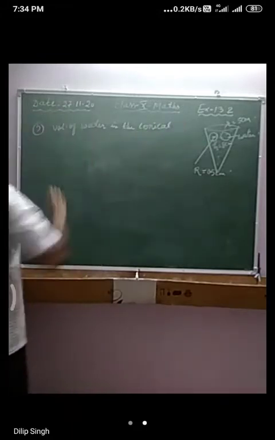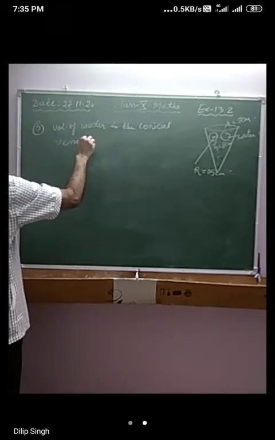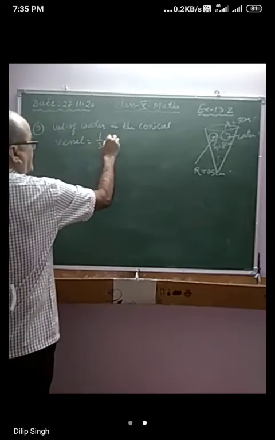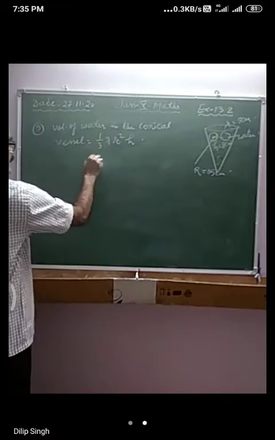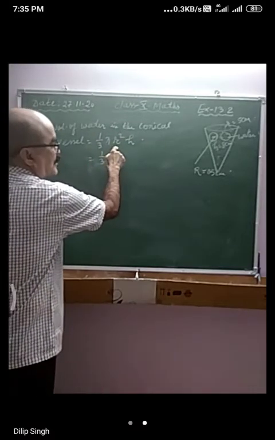The conical vessel. It is an inverted cone है ना? Vessel in the form of an inverted cone. That will be equal to the volume of cone, which is 1/3 pi r square h. So that will be equal to 1/3 pi r. Value of r is 5 centimeter.